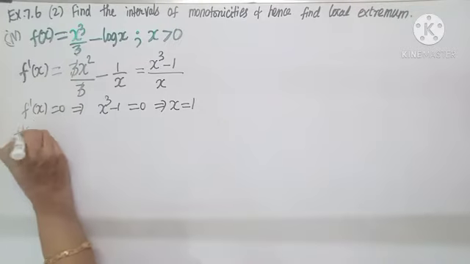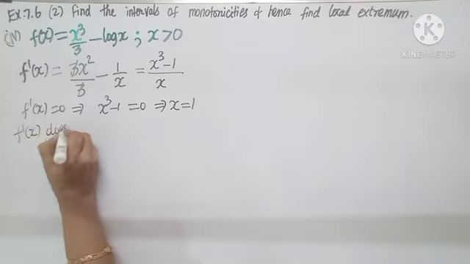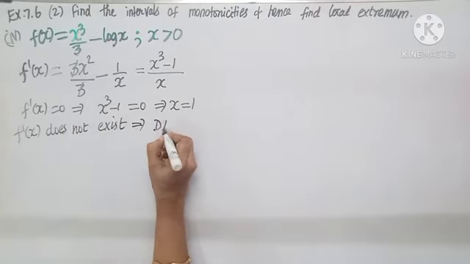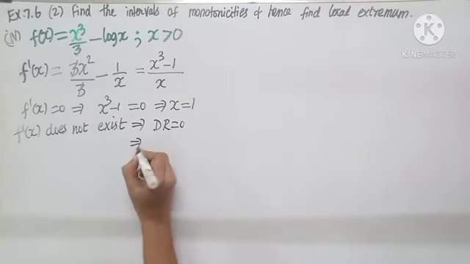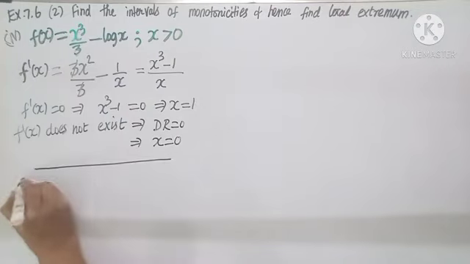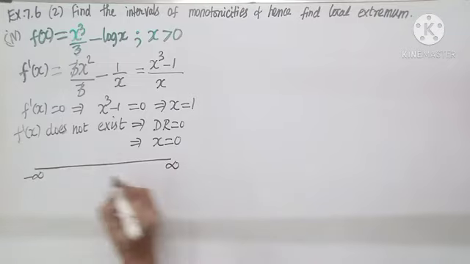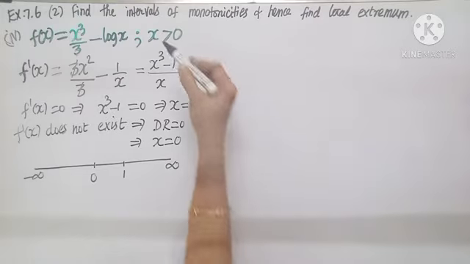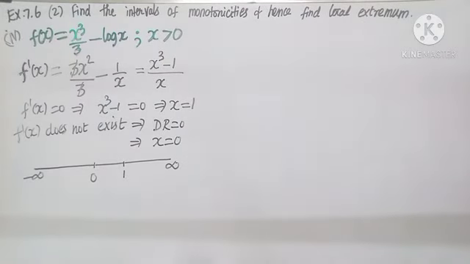f dash of x does not exist when the denominator is 0. What is the denominator here? x. So x is equal to 0. Mark all this in the number line. Say minus infinity to infinity, 0, 1. Can I mark minus infinity in this problem? No, because it is given x is greater than 0. So remove this part. We should mark only from 0.